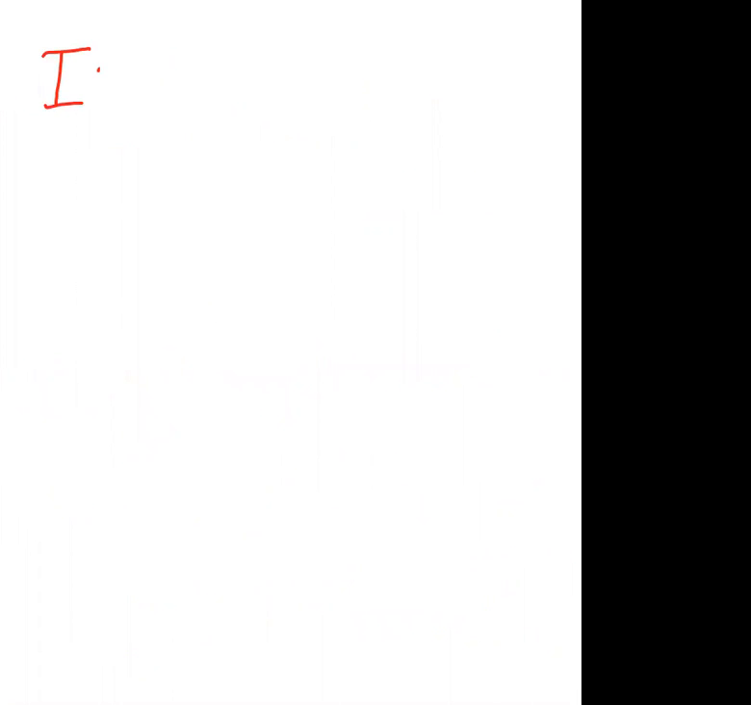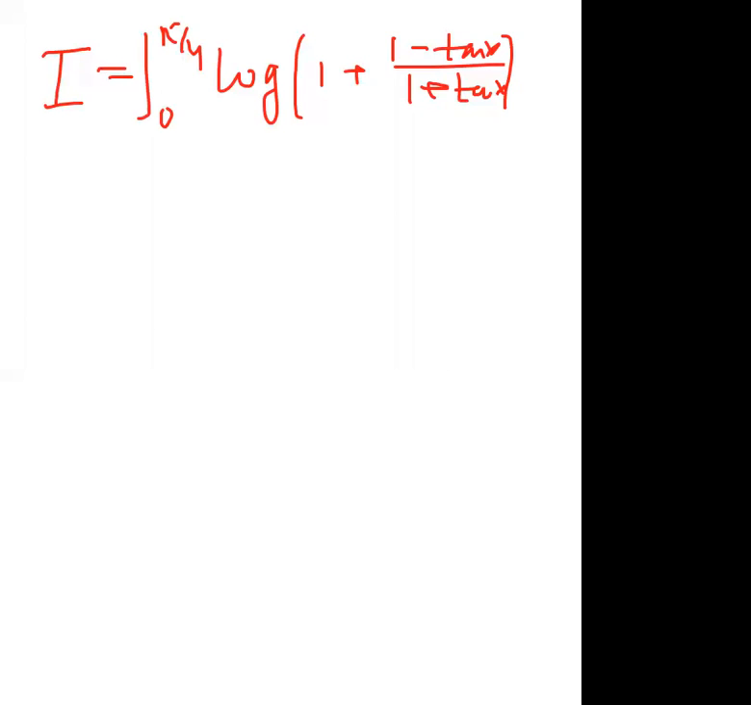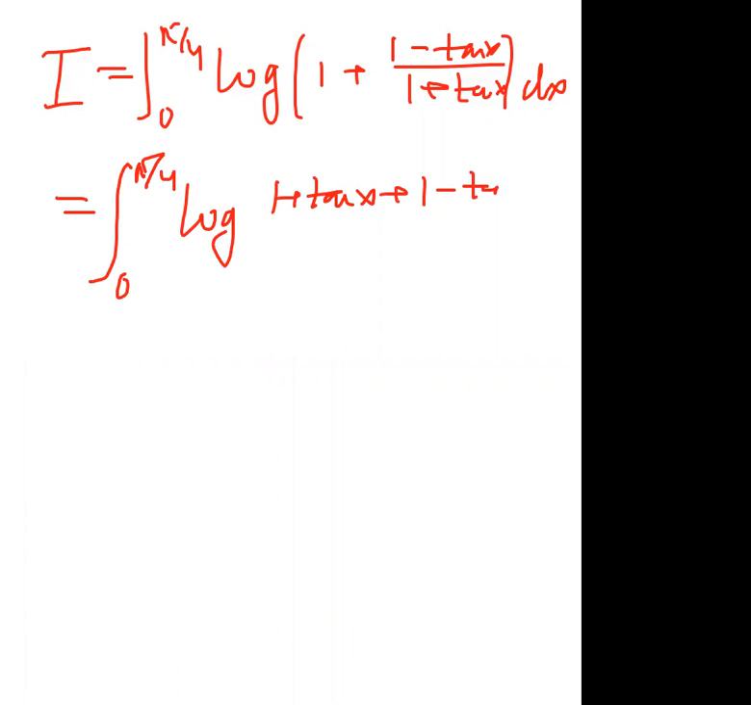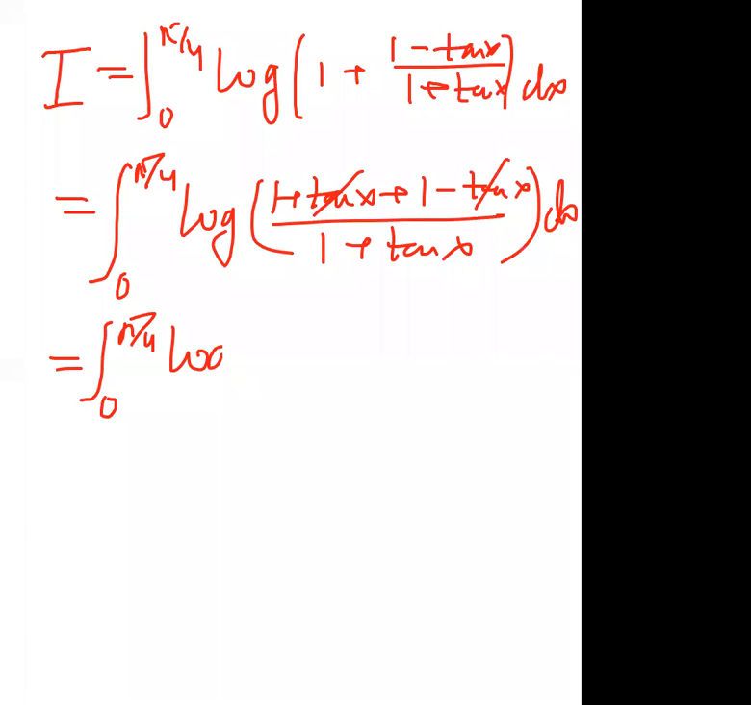I equals the integral from 0 to pi/4 of log(1 plus (1 minus tan x) upon (1 plus tan x)) dx, which is the integral from 0 to pi/4 of log((1 plus tan x plus 1 minus tan x) upon (1 plus tan x)) dx, that is, the integral from 0 to pi/4 of log 2 minus log(1 plus tan x), using log a upon b equals log a minus log b.